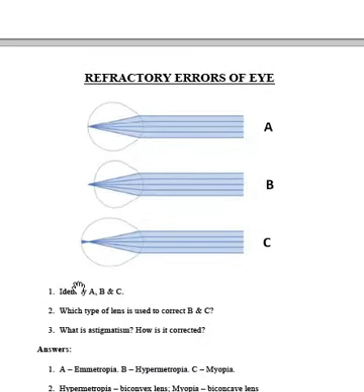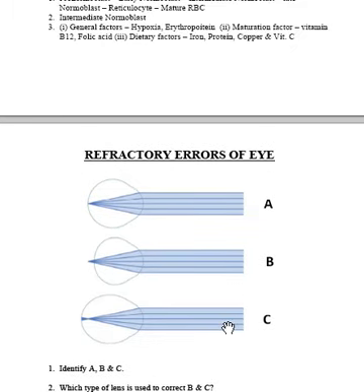So this is the refractive error of the eye. They have given the three types, A, B, C. Okay, so I hope you are able to differentiate them in this corneal area, isn't it?